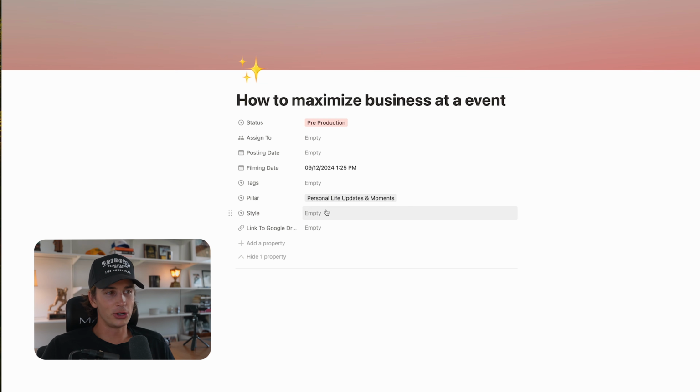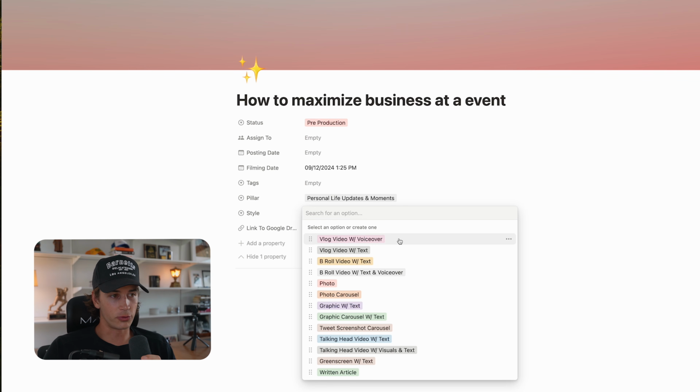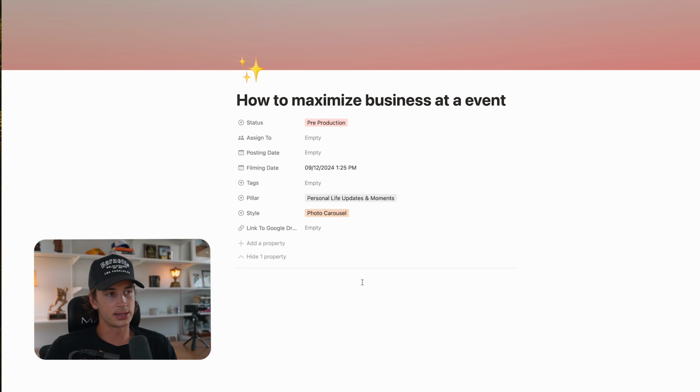Now this is where it gets even more nuanced. What style am I filming this in? Is this a vlog with a voiceover? Is this a photo carousel? Is this a graphic carousel? Is this a green screen? Is it a written article? There's about 15 to 20 different styles, and there will continue to be as new styles come about. What is it? How is it being done? If it's just a photo carousel, cool. Now I know that I am making a video, or now I know that I'm doing a photo carousel.